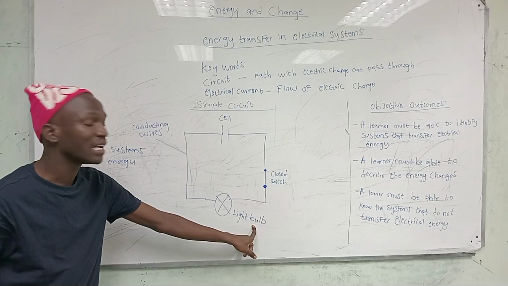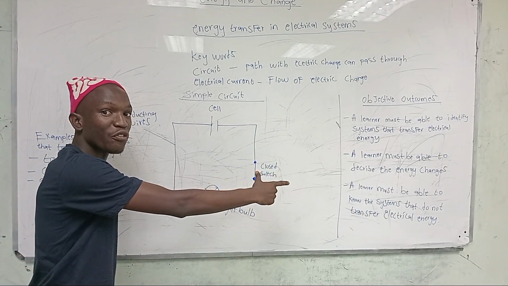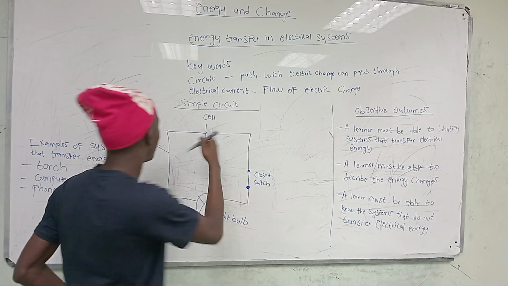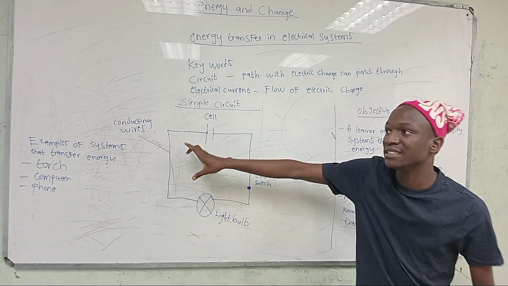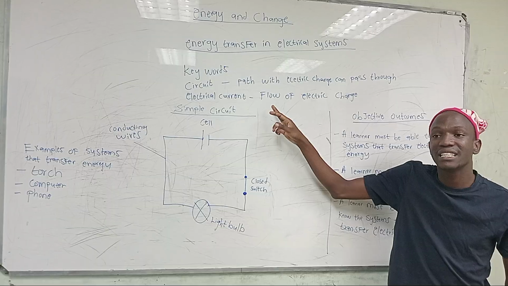As you see, they have a light bulb. In that device, there's a switch that controls on and off. And in that device, we have a battery as well. And in that device as well, we have conducting wires that circulate the electric current inside the device.